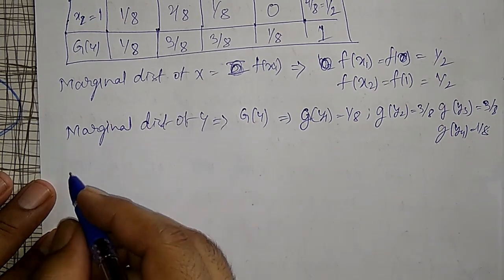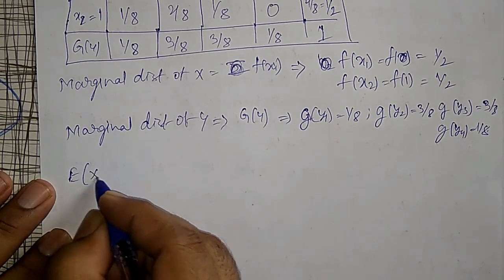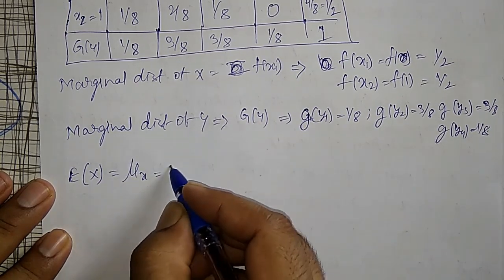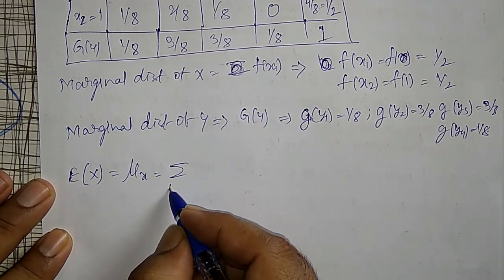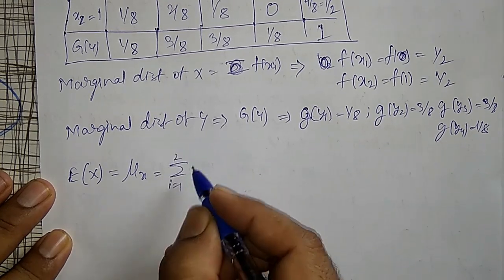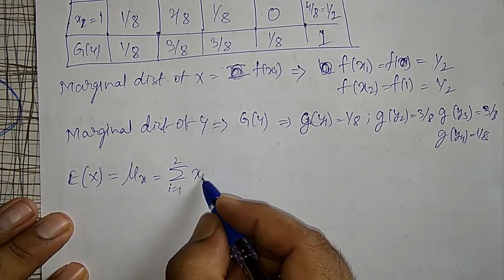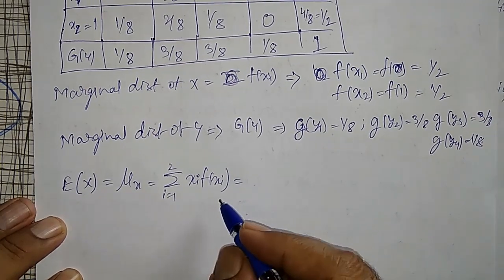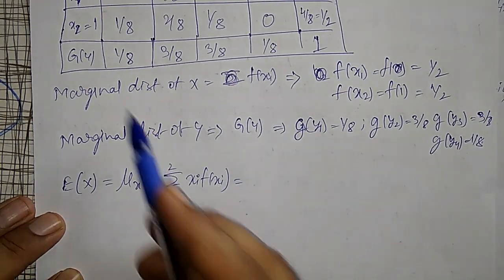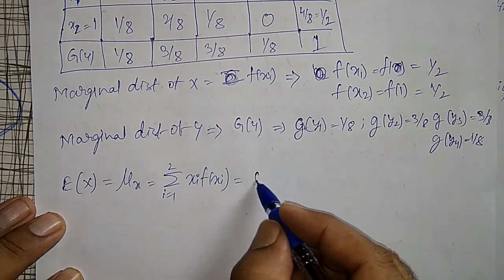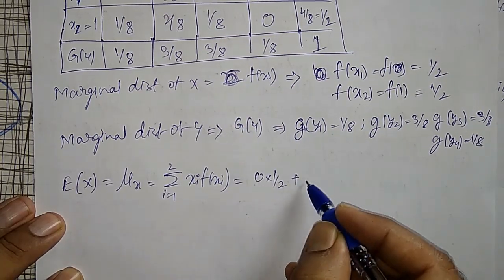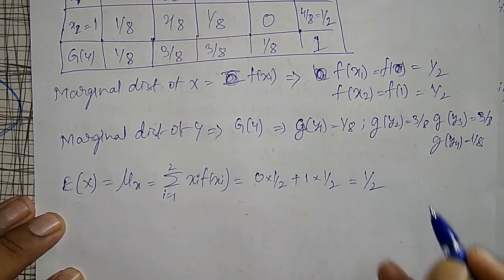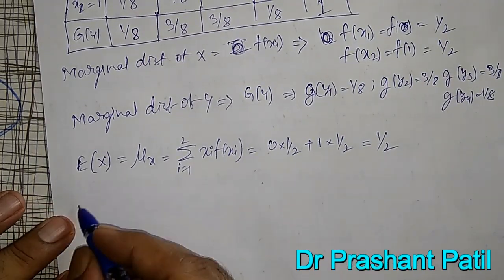Next, expectation of x, or mu of x, is equal to summation i equal to 1 to 2 of xi into f of xi. That is, xi into f of xi: I have to do 0 into 1 by 2 plus 1 into 1 by 2, which is equal to 1 by 2, the expectation of x.